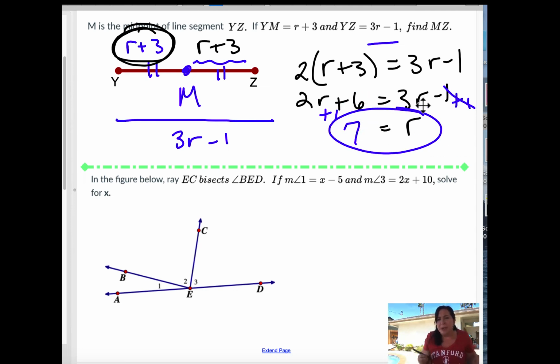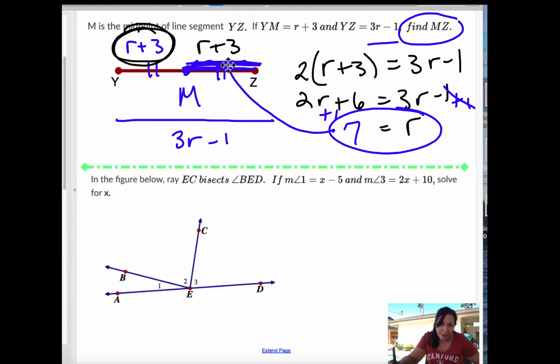Now, just because you have an answer doesn't mean that you're done, right? You have to read the question. The question says find MZ. So MZ is this length right here. So I would plug what R is back into my equation. R is 7, so you would write MZ is equal to 7 plus 3, which is 10.